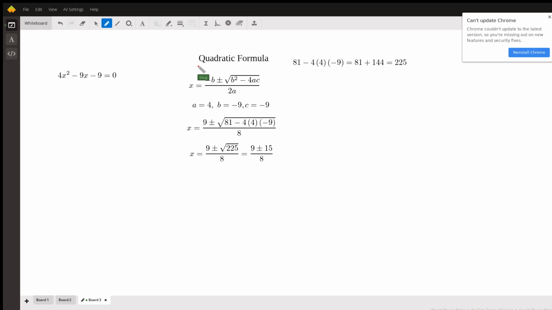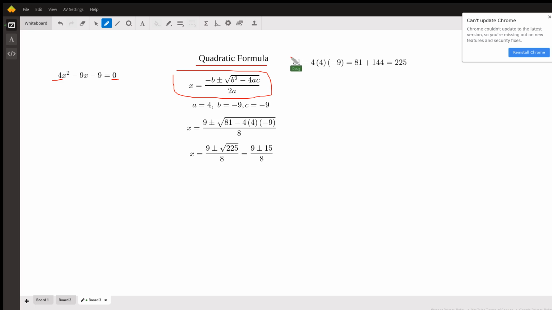And finally, you could use the quadratic formula, which again requires you to set the equation equal to 0. We're already in that form. So A has a value of 4, B is negative 9, C is negative 9. There's the quadratic formula. X equals the opposite of b, which would be 9, plus or minus the square root of b squared. Negative 9 squared is 81, minus 4 times a times c, which is negative 9.